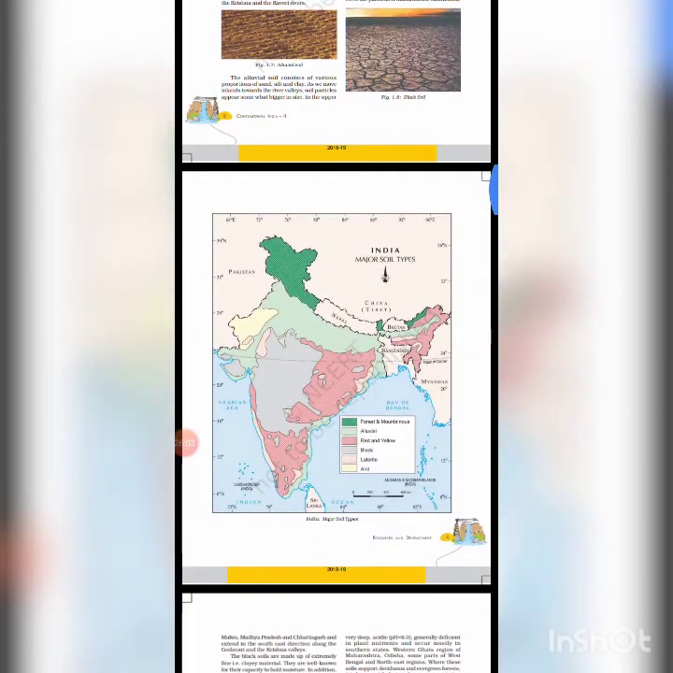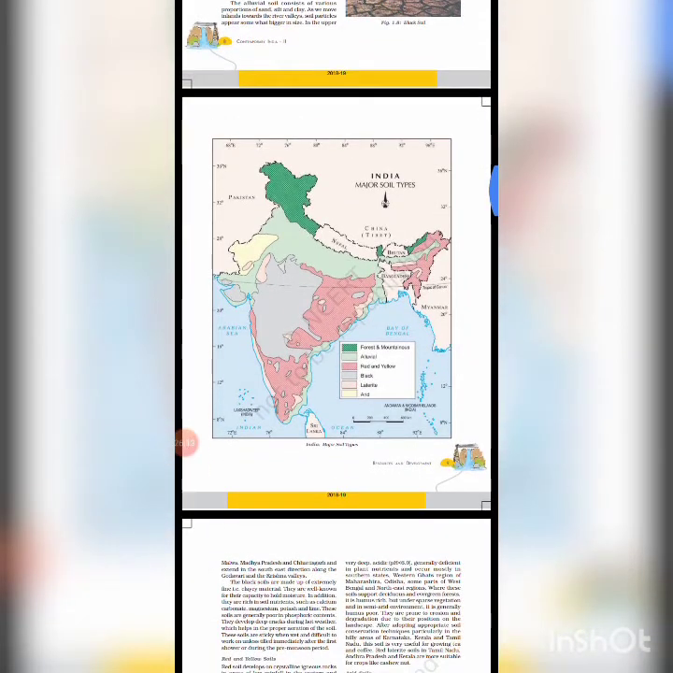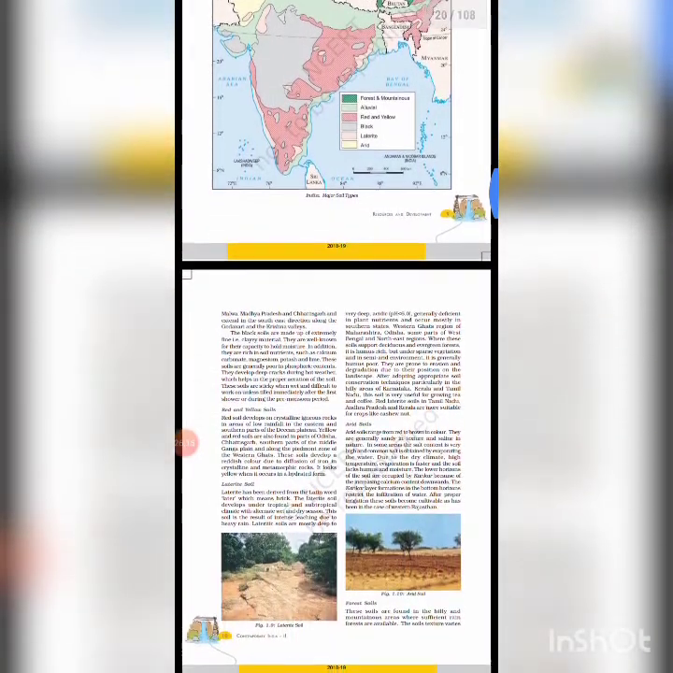Now, the red and yellow soil. Look at the map. Most of the areas where this soil should be found are located in this map. Now come to the red and yellow soil.